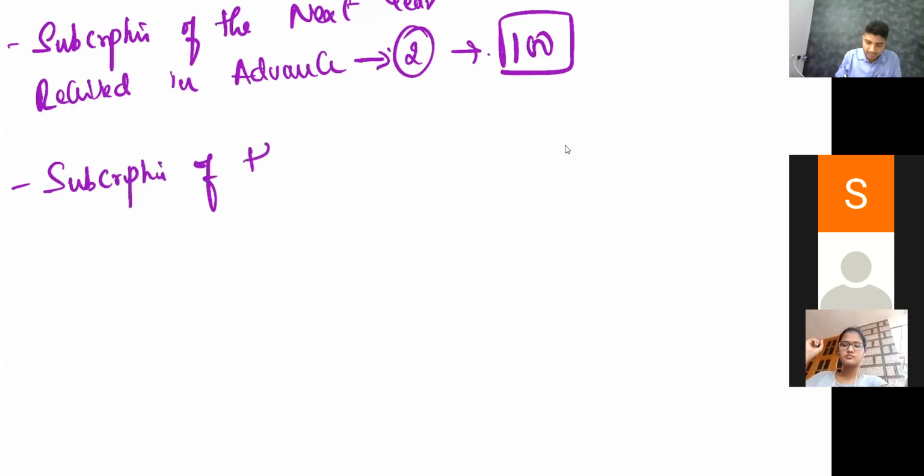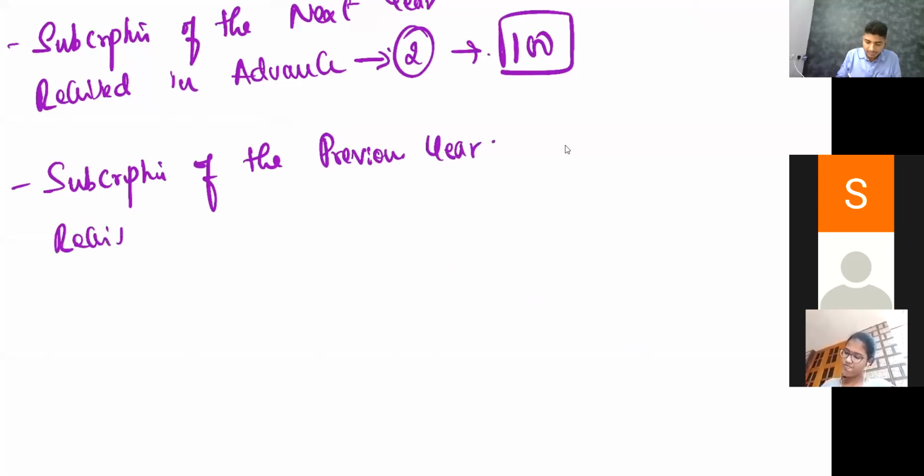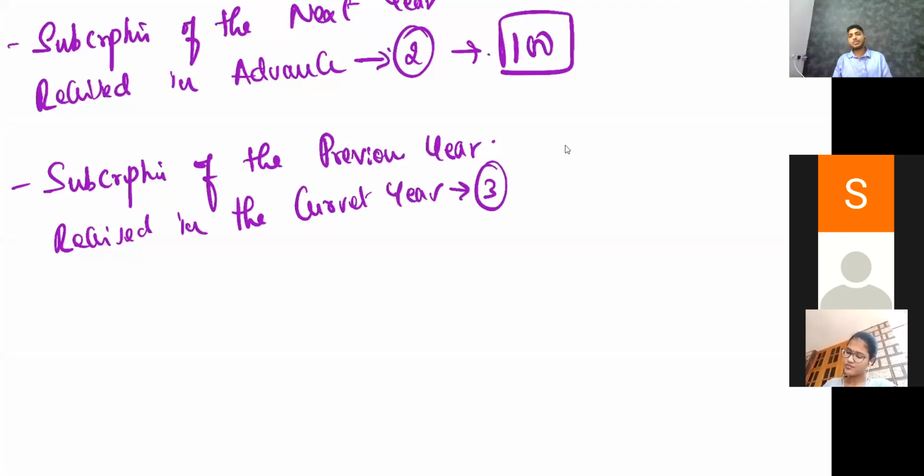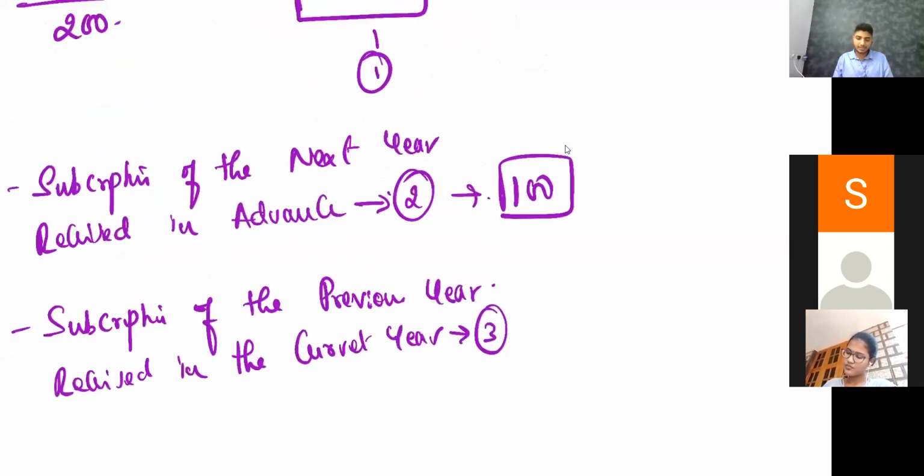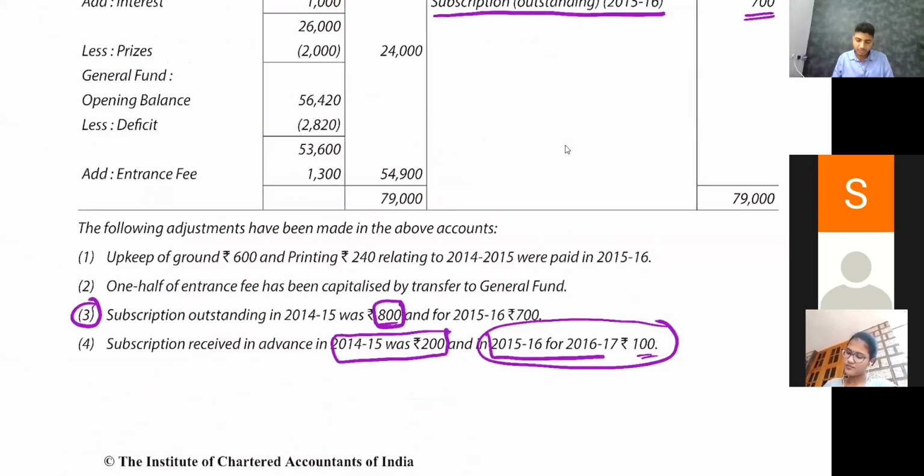So one more point, what should it say? Subscription of the previous year received in the current year should go to my receipts and payment account as point number 3. What is point number 3? That is 800 rupees.